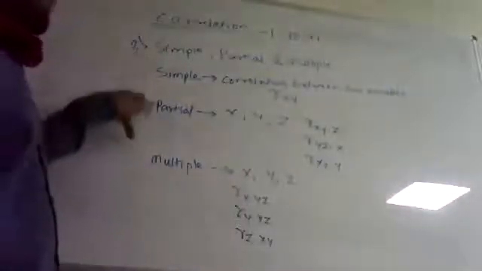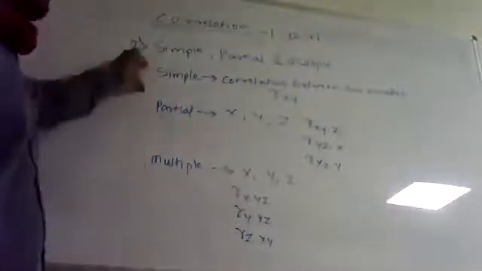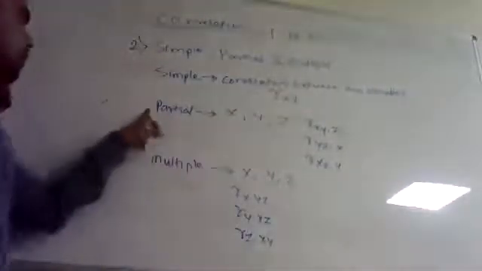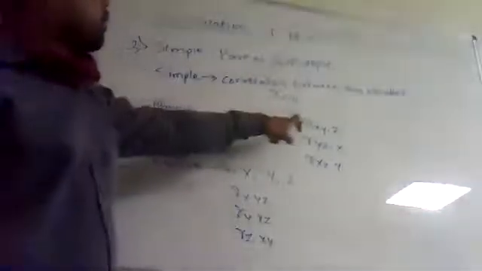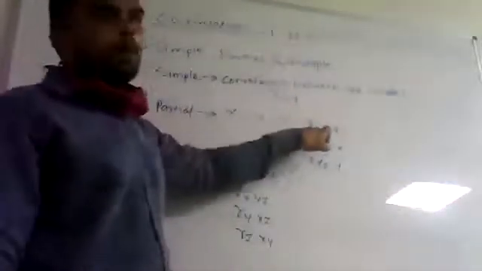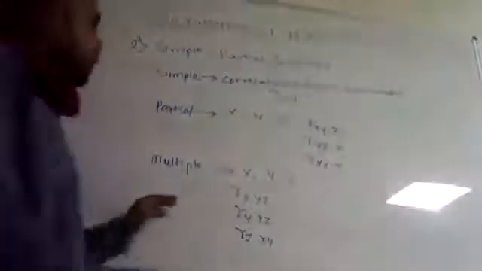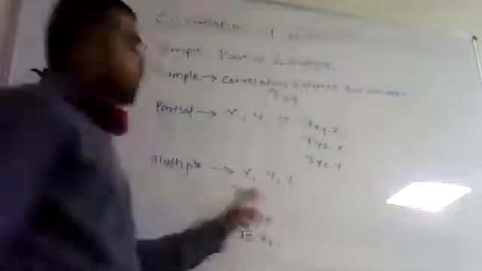Understood the difference between these three: simple, partial, and multiple? In simple correlation, it is the correlation between only two variables. In partial correlation, it is the correlation between two variables, removing the effect of the remaining variables. That means here also we consider two variables and remove the effect of other variables. But in multiple correlation, we take all variables together. We find out the correlation of one variable with the remaining variables.